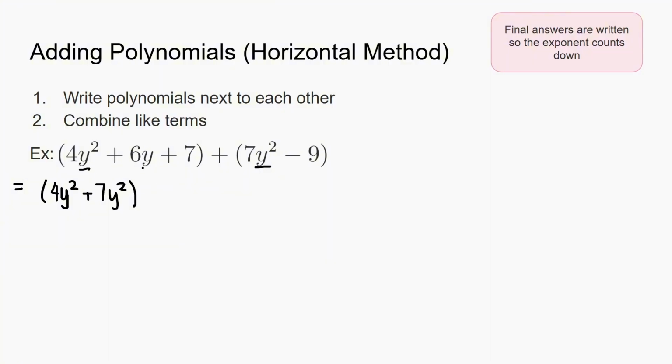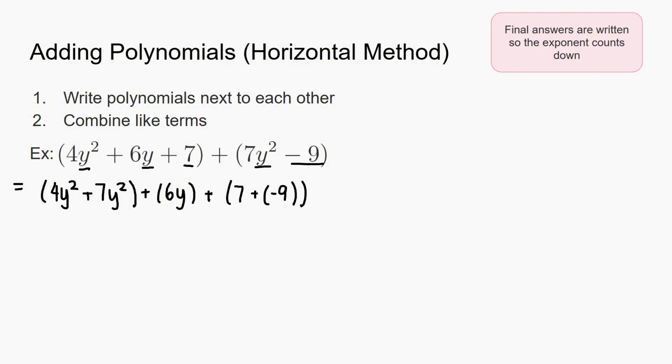We can do y as the next term. Is there anything with just a y? No. This one is alone. 6y. And lastly, we have constants, aka y to the 0th power. So in here we have 7, and here we have negative 9. We can do 7 plus negative 9.